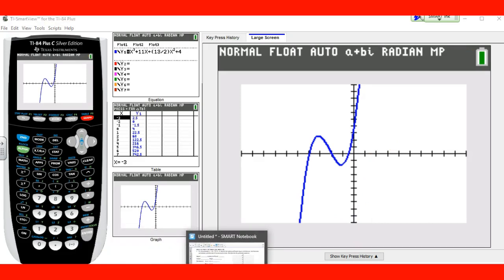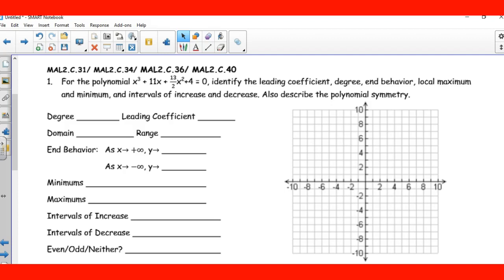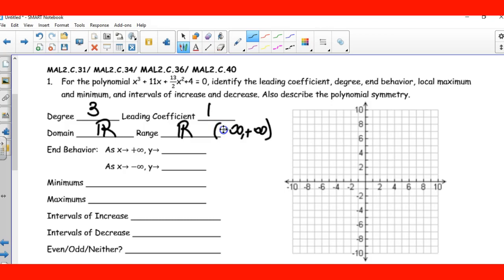Let's answer some questions. So this first one, what's the degree? The degree is 3. The leading coefficient is going to be 1. The domain, remember this is cubic. Our odd degrees have a domain of all real numbers, and it also has a range of all real numbers. If you're watching this from another class, you might write negative infinity to positive infinity. That is also acceptable. For domain and range, that means all real numbers as well.